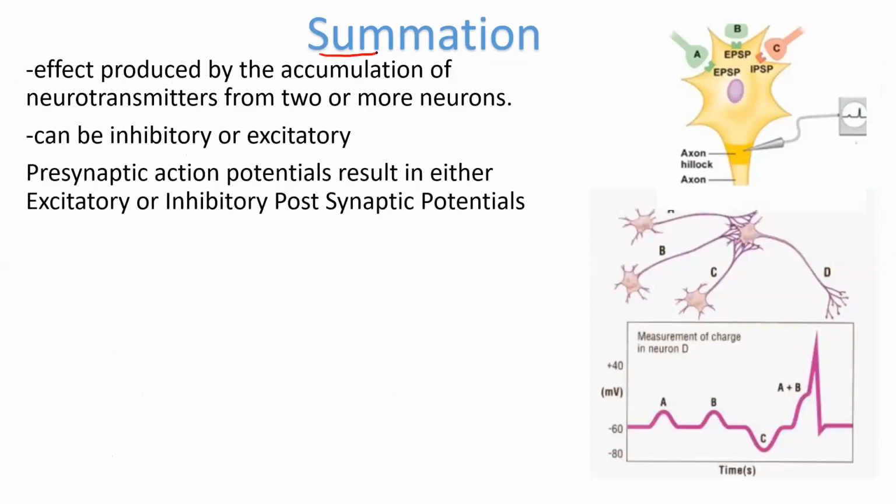Summation. Effects produced by the accumulation of neurotransmitters from two or more neurons. They can be excitatory or inhibitory. Presynaptic action potentials result in either excitatory or inhibitory synaptic potentials.